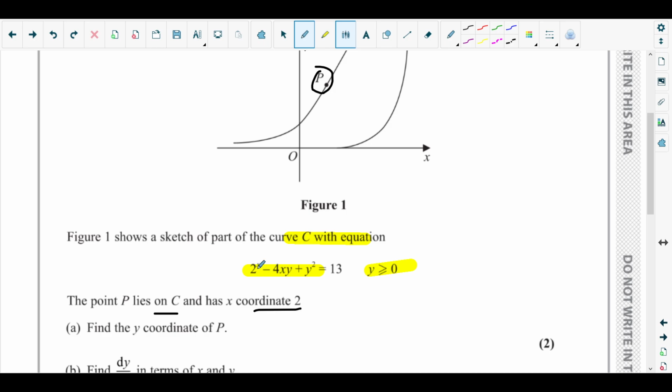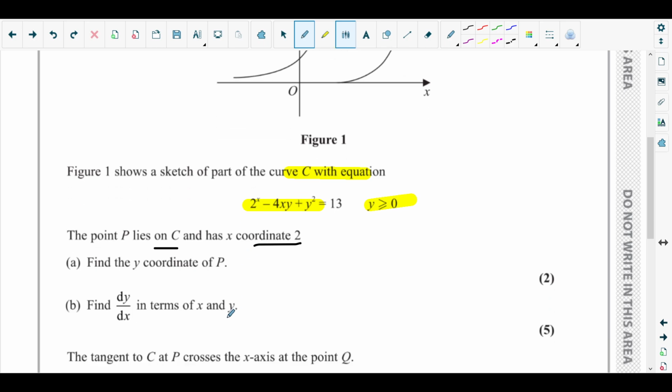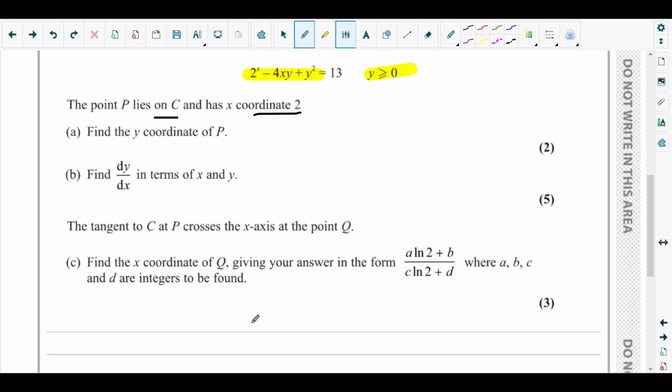So this is a very straightforward question, like finding the coordinate of a point that lies on a curve, whereas the equation of the curve is already given. So you just plug in the value for x, that is x equals 2, into the equation of the curve. You will directly get the y coordinate. So let's do that. For part A, we will just put x equals 2 into the equation of the curve.